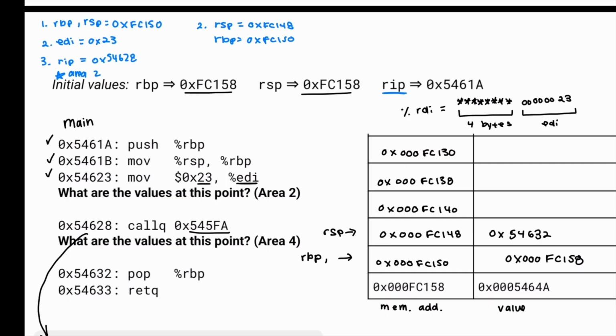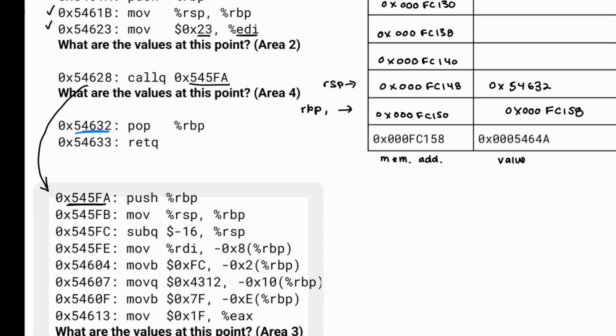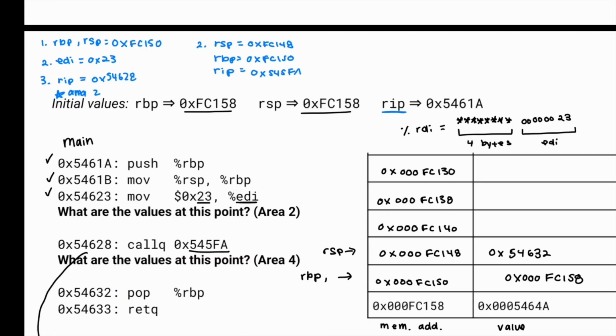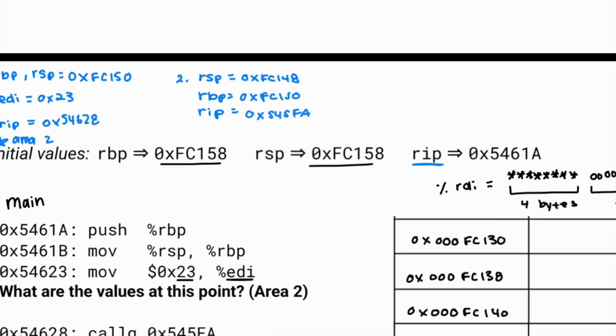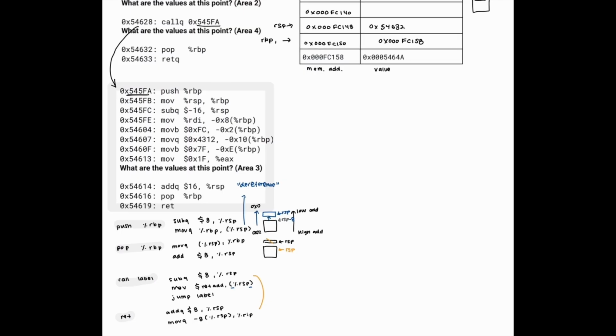RBP is still at the same point, 0xFC150, and our RIP is not going to be the next line, but the first line of the function that we're calling, which is 545FA. And our RDI register stays the same. So this will be area. Now let's start inside our function.